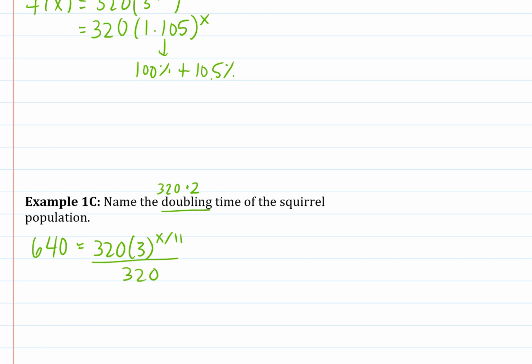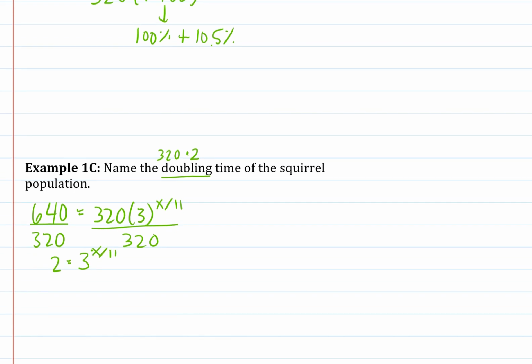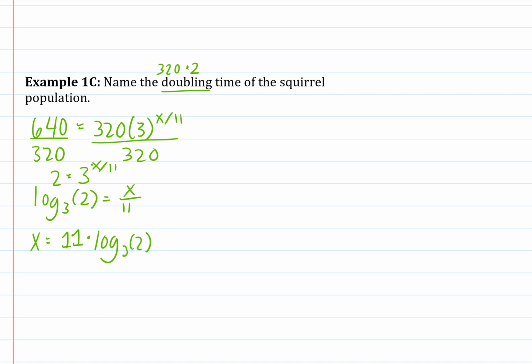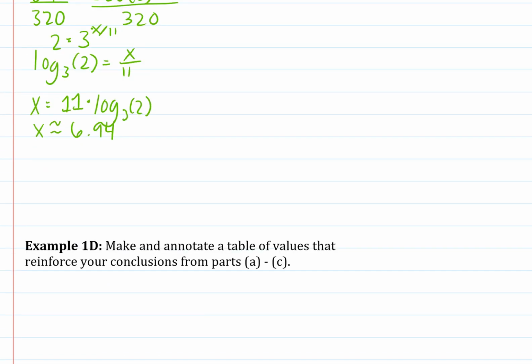Well, this is just an exponential equation, which we can solve by isolating the base and then rewriting it as a logarithmic equation. You can type into your calculator 11 times the log base 3 of 2, and you get that x is about 6.94. So the doubling time, it takes almost 7 years for the squirrel population to double.